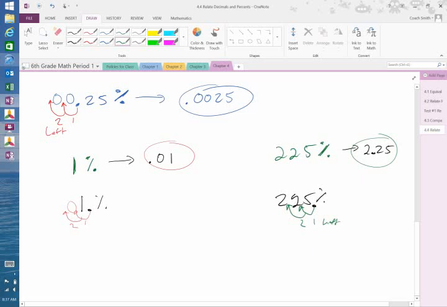Yes, Maya? So if there's not a decimal already there, you always put it to the right? It's always after the last digit. Whether you're changing it to a percent or to a decimal, if there is no decimal in the number, it's always at the farthest right, after the last digit.